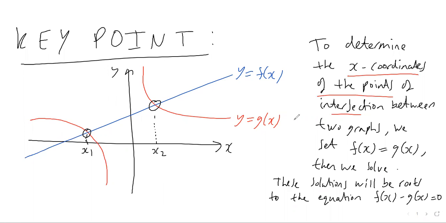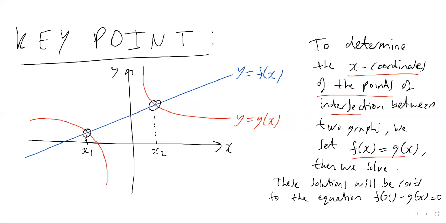these two graphs, g of x and f of x, then we can find those points of intersection by setting f of x equal to g of x. Once we set f of x equal to g of x, we can then solve the equation, and solving the equation will get us our solutions to these points of intersection. So that's the key point that we want to emphasize here.